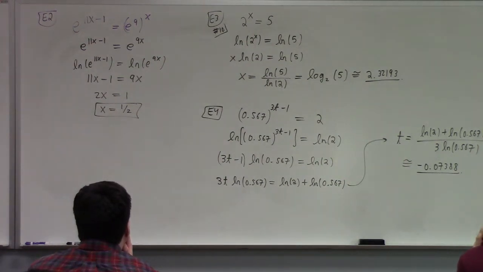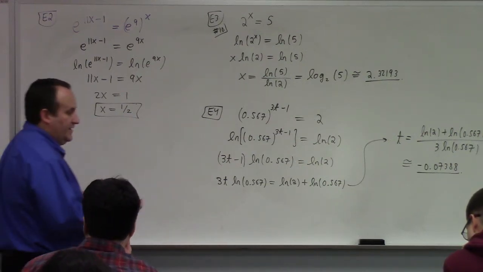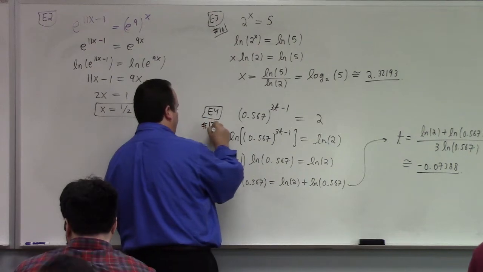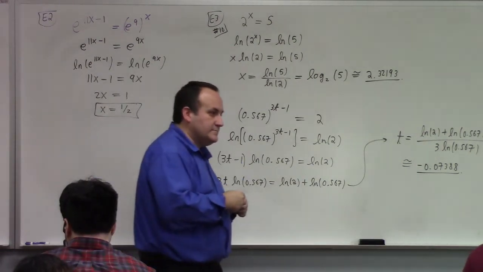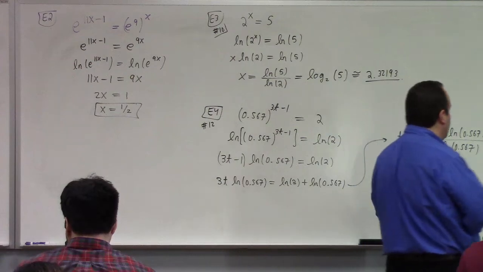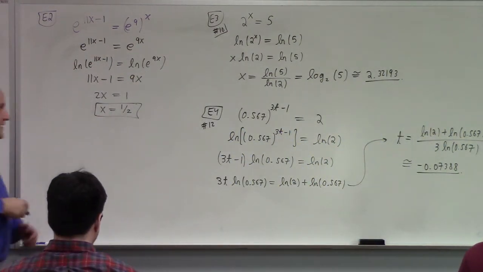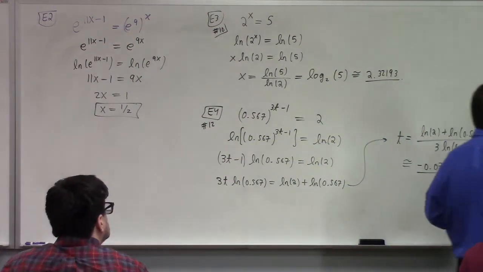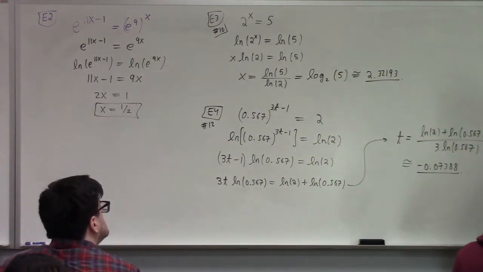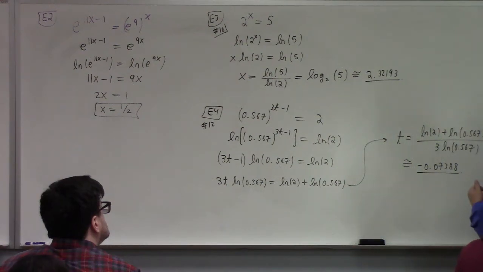So this is an uglified version of number 12 in homework 12. Yeah. Can you do 64 to the 5x? Let me just copy it down. 64 to the 5x power equal to 16 to the x plus 1. So this would be my example 5, I guess. All right, we'll try this one.